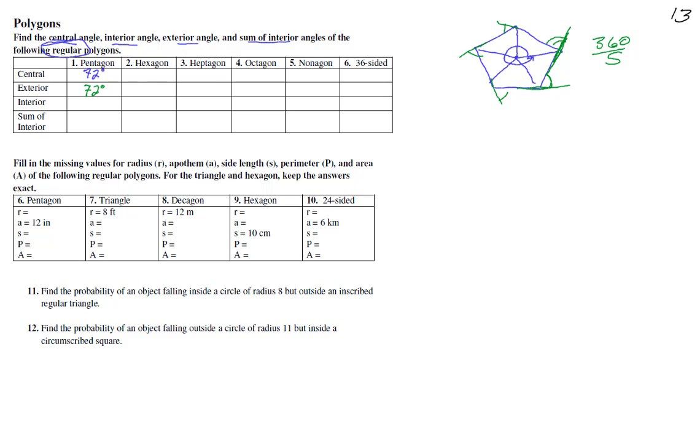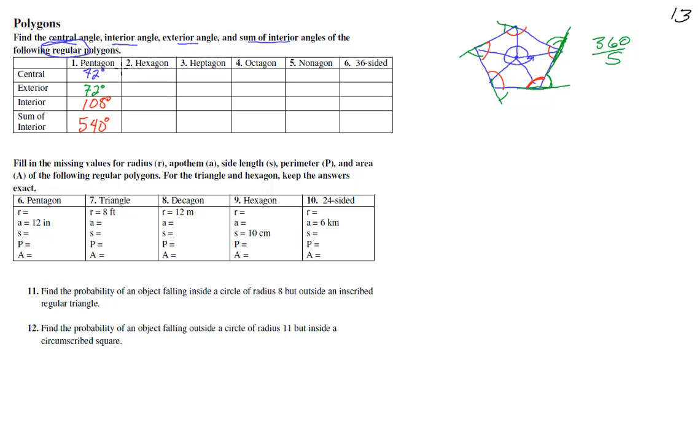Good. The interior angle. Now this one is this angle right here, the interior angle, and you can see that the interior and the exterior are supplementary. So we're going to take 180 minus the exterior angle. So that's 108 degrees. And the sum of the interior angles, we have 108 times 1, 2, 3, 4, 5. There we go. So that is 540 degrees.